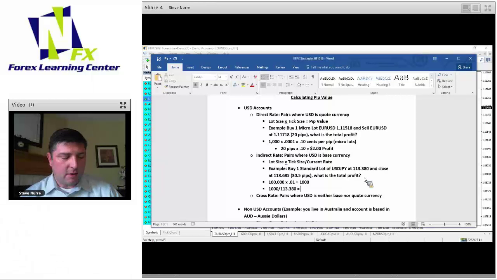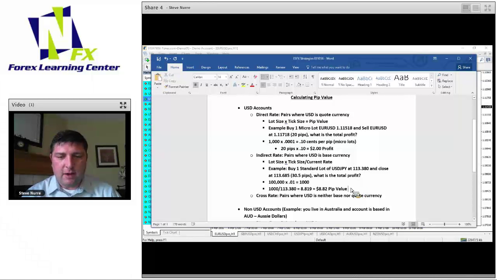and that would come to, calculator time, $8.819. In this case, they would probably round this to 8.82, the total pip value in dollars. So that's where we would stand with our pip value on trading the dollar yen at approximately 8.82 for the pip value.